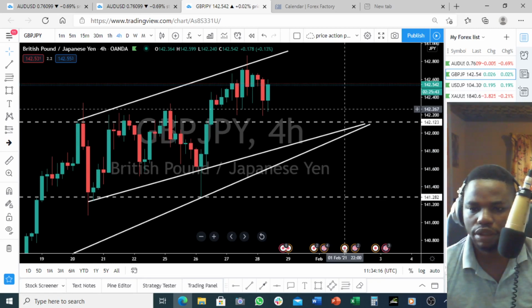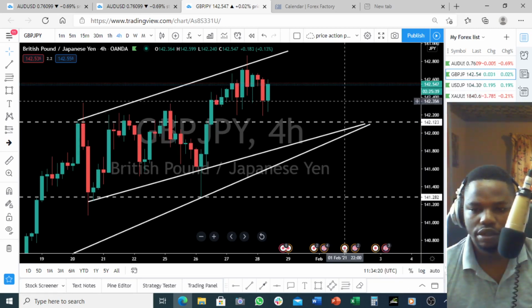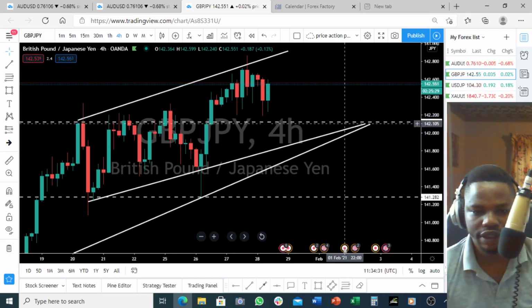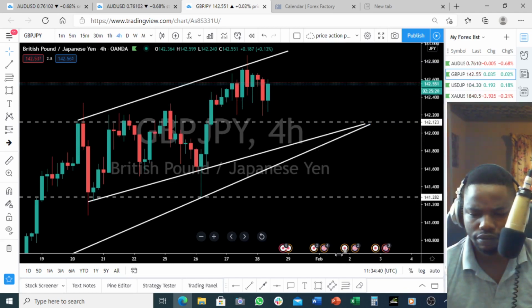Okay, I don't know what's wrong with this chart. Let me just finish. So here we have an area of confluence. If it will break, I might even wait for it to come here or bounce. It can even bounce off from here. I will just have to wait for it.